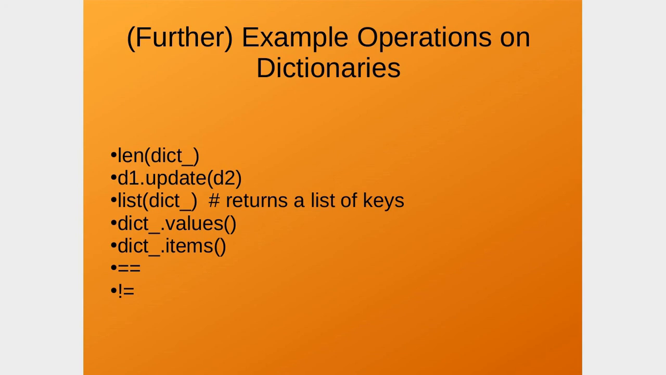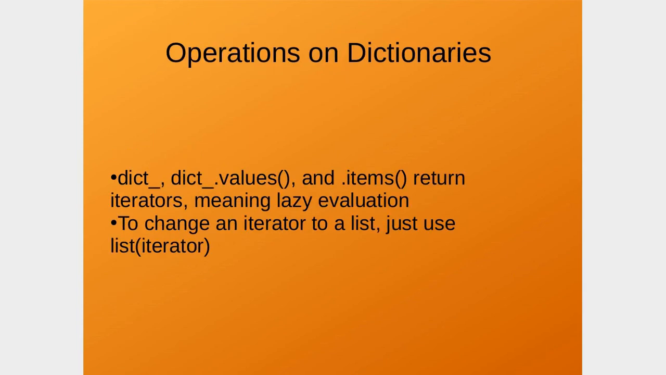You can also use dict.values to get all of the value part of the key value pairs within a dictionary, and you can use dict.items to get back an iterator of key value tuples. So they're 2-element tuples that contain the keys and values. And you can test dictionaries with equals equals and bang equals for equality and inequality respectively. As we already touched on, dicts like to return iterators, and you can convert an iterator to a list.